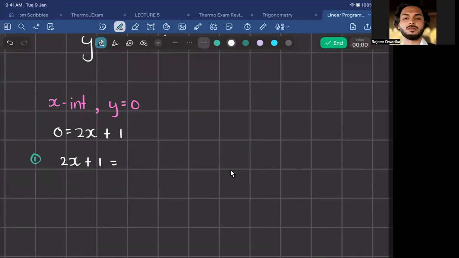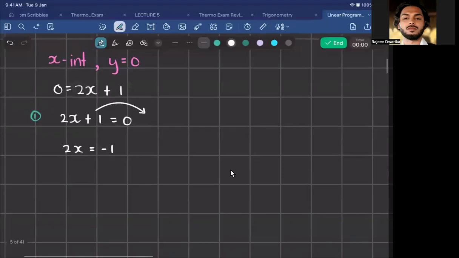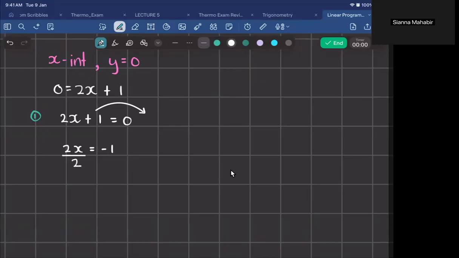Is this looking like something you're familiar with now? Yeah. What to do next? You would carry over the 1 to the other side. It will be 2x is equal to 0 minus 1, which is just minus 1. What next? 2x over 2, and then minus 1 over 2. We're going to end up with x equal to minus 1 over 2. Yep.